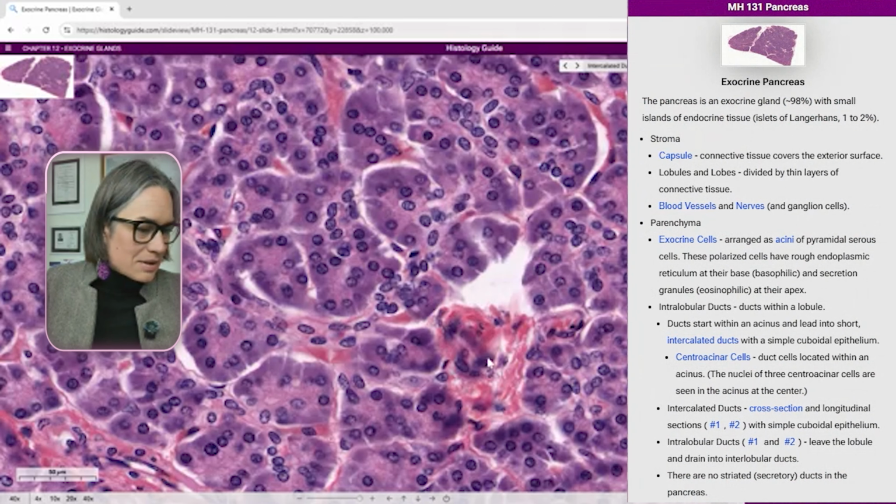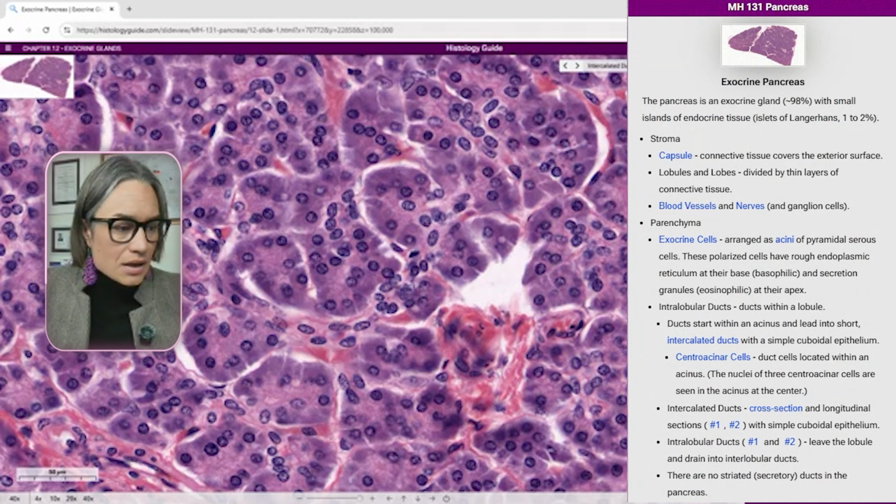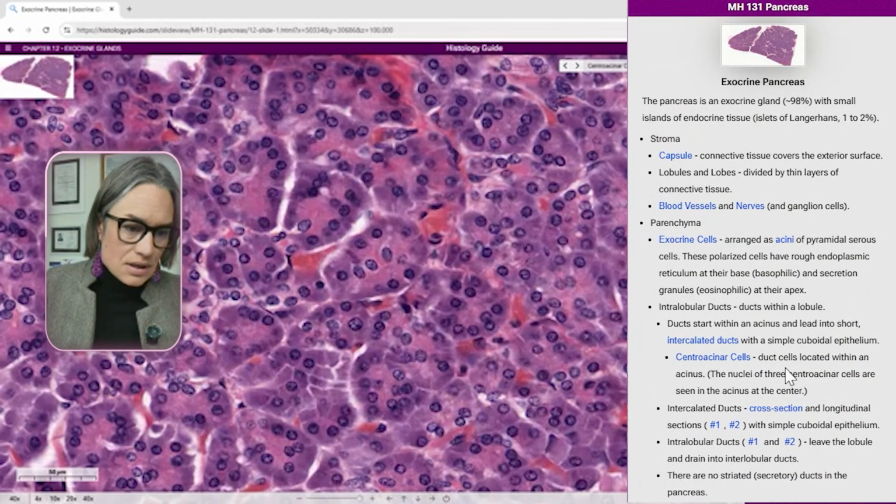I think maybe this is ducts because this is an exocrine organ, so it needs ducts to distribute whatever it's producing to wherever it needs to go. So in this case, to the duodenum. This is where the pancreas puts its digestive enzymes. Centroacinar cells. These are centroacinar cells.